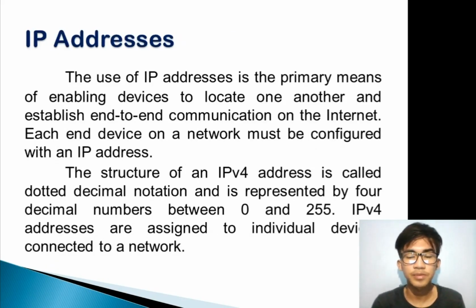IP addresses. The use of IP addresses is the primary means of enabling devices to locate one another and establish end-to-end communication on the internet. Each end device on the network must be configured with an IP address. The structure of an IPv4 address is called dotted decimal notation and is represented by four decimal numbers between 0 and 255. IPv4 addresses are assigned to individual devices connected to the network. We are familiar with IP addresses. They can be assigned to PCs, routers, switches, and tablets.